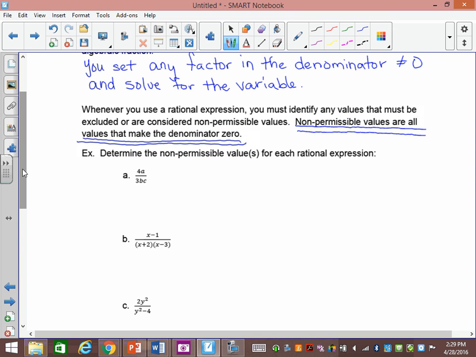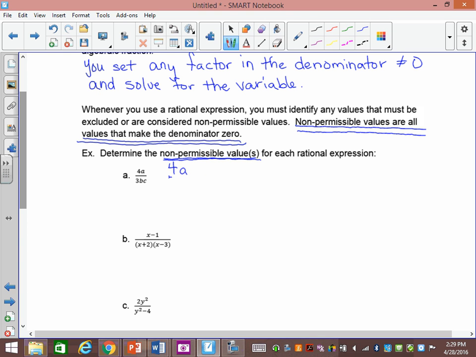The next example says determine the non-permissible values for the rational expression. So we have to determine the non-permissible values. That's all it asked us to do. Didn't ask us to do anything else other than tell us what the non-permissible values are. This 3 and B and C are not attached by any plus or minus signs, right? They're all multiplied. So if they're all multiplied, you can put them in their own brackets just like those 2 factors of the last question.